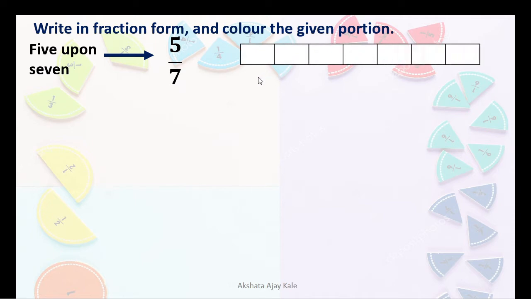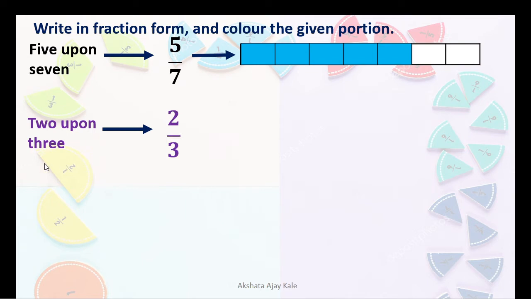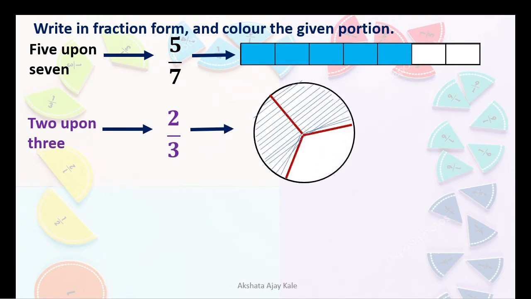Yes, dear children, there will be 7 equal parts because the denominator is 7, isn't it? We have to color 5 parts. So we will color slowly here 5 parts. Yes, correct. 1, 2, 3, 4, 5 parts we have colored. Got this? Second one, 2 upon 3. Here also we will shade 2 parts out of 3 parts.